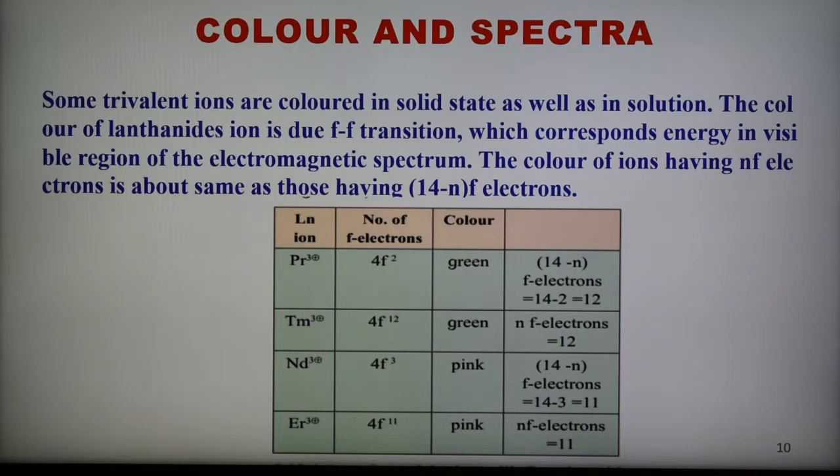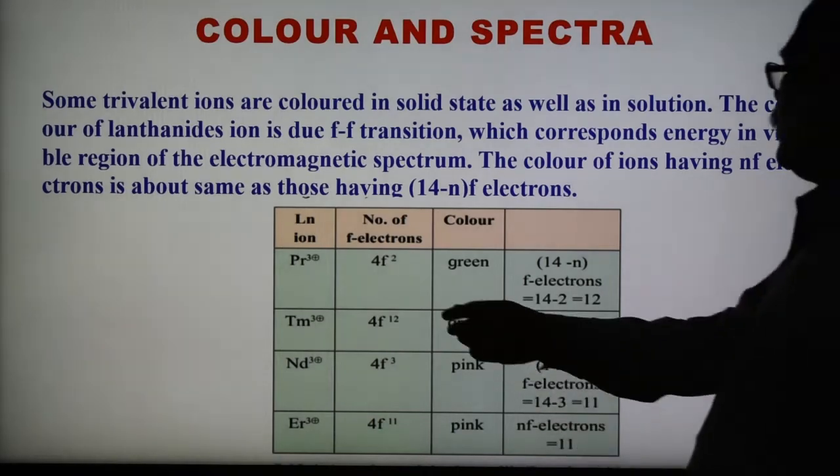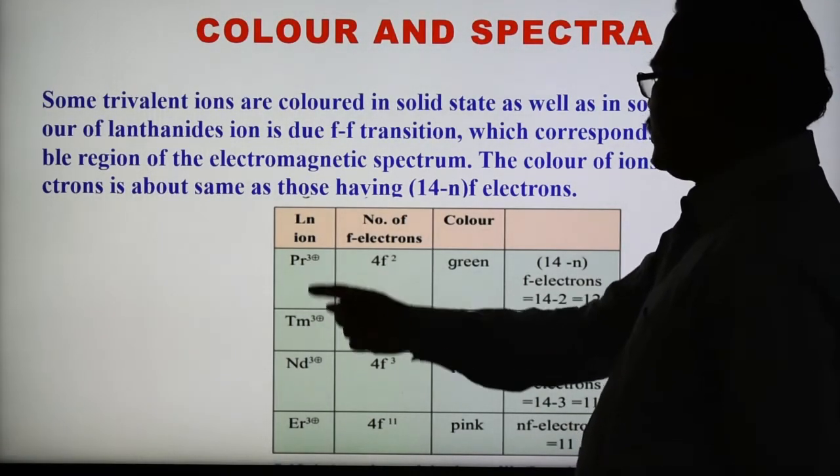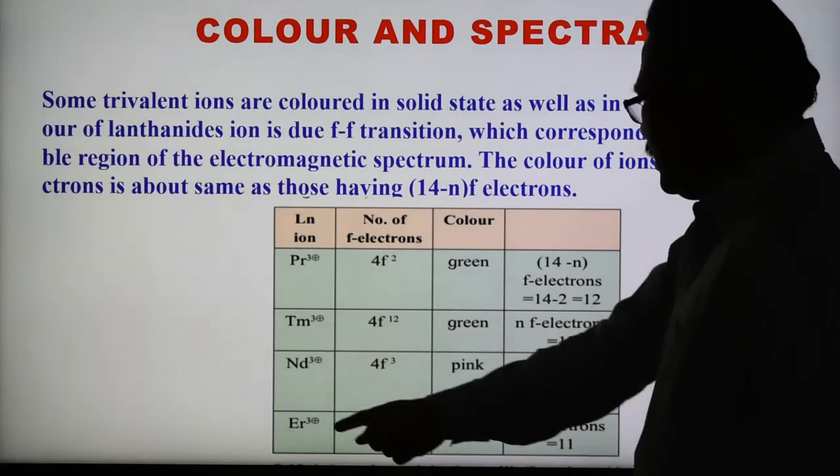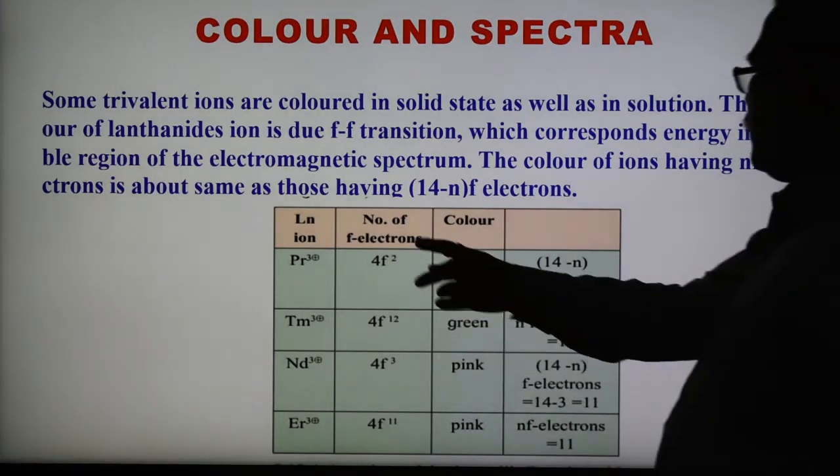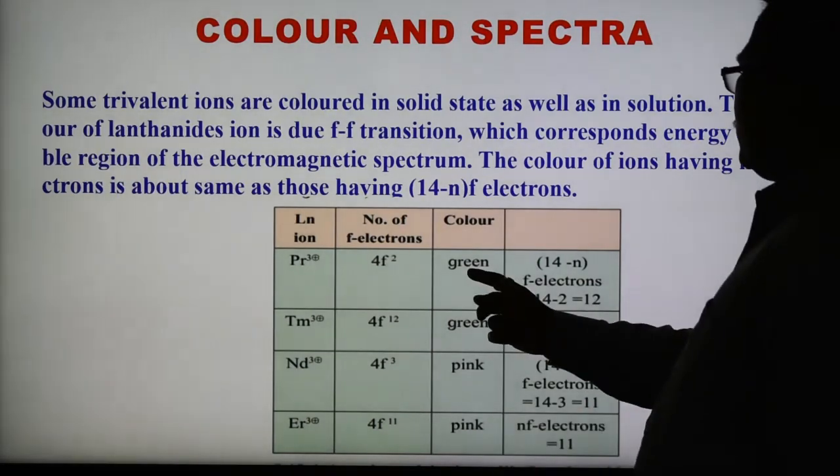The color of an ion having n f electrons is about the same as that of one having 14 minus n f electrons. So here 14 minus n f electrons is shown. This table also shows details about the color. Many of the lanthanide ions are colored in the solid state and also in solution, and this color is due to the f-f transition. Now see, here is promethium with 3 plus charge, thulium 3 plus, neodymium, europium, and the number of f electrons here is 2, and they show green color.